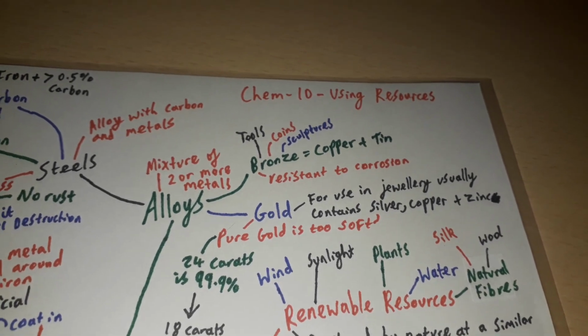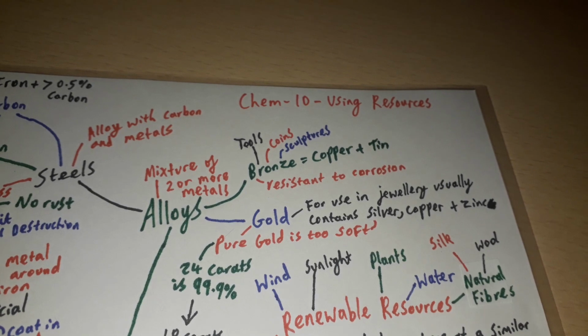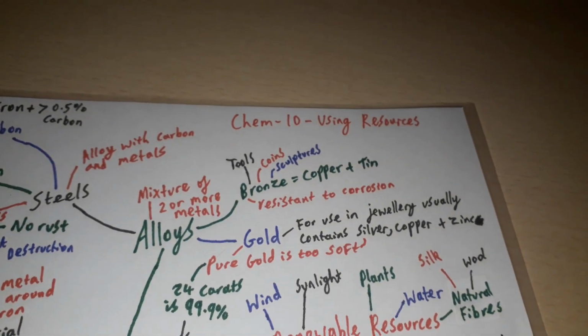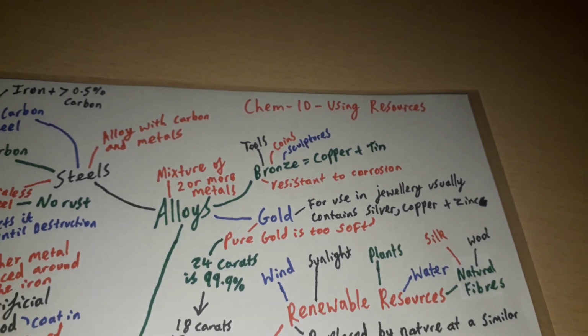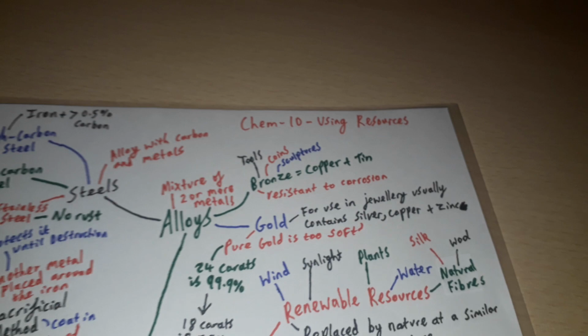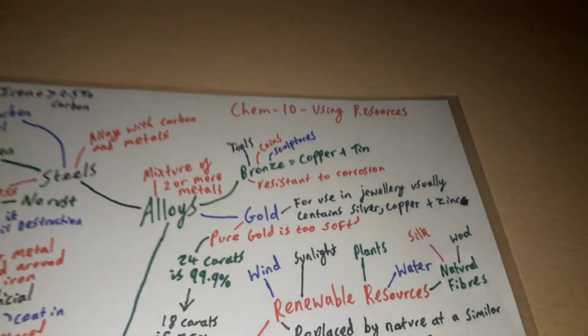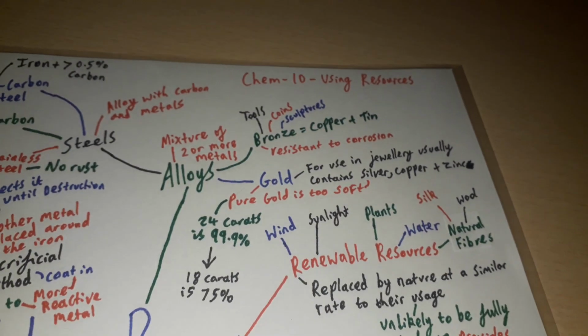Gold is used in jewellery, and it usually contains silver, copper, and zinc as well. And it's not pure, because pure gold is too soft to make things like jewellery. It's not very useful. Gold comes in different carat amounts, so 24 carats of gold is 99.9% gold, and 18 carats of gold is 75%, and it slowly goes down.